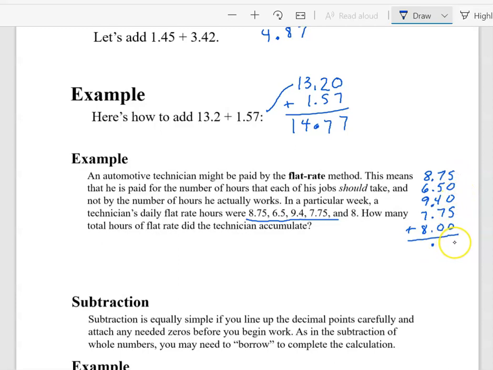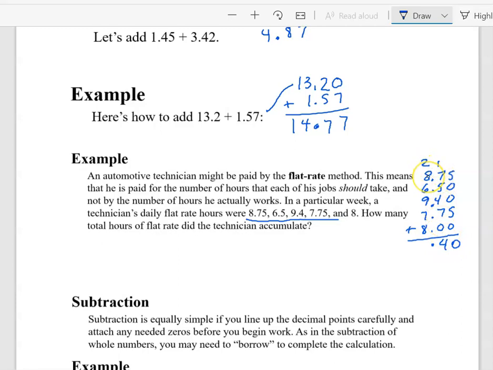So 5 and 5 gives us 10. We would put the 0 and carry the 1. Okay, 7 and 8, and then 7 plus 1 is 8. 8 and 5 is 13. 13 and 4 is going to give you 17. 17 and 7 is going to give you 24. We're going to put down our 4 and carry our 2.